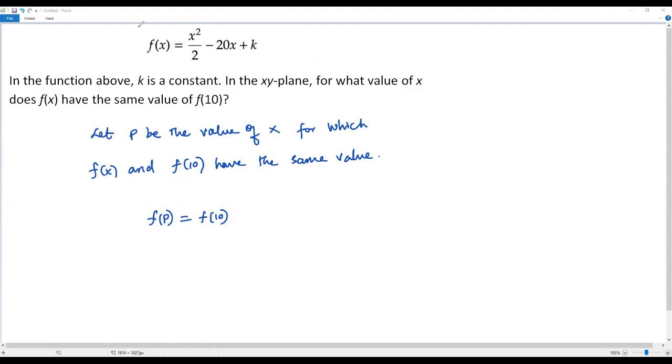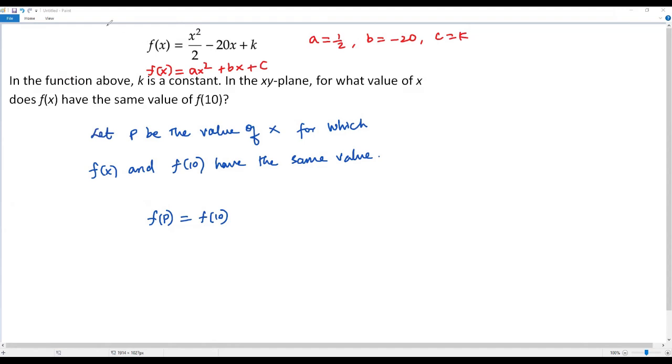Okay, now let me get the axis of symmetry. For that we have to compare the given quadratic function with f of x equals ax squared plus bx plus c. So when I do such a comparison, what value do I get for a? A is the coefficient of x squared, that is 1 over 2. And b is the coefficient of x, that is negative 20. And c is the constant, that is k.